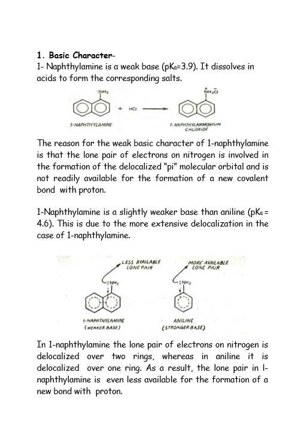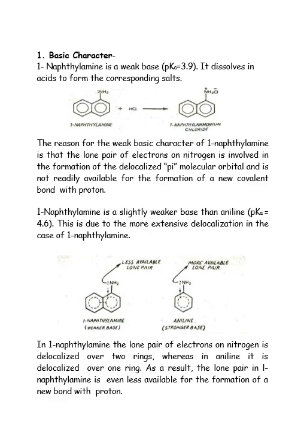Basic character. 1-naphthylamine is a weak base. The pKb of 1-naphthylamine is 3.9. It dissolves in acid to form the corresponding salt. The name of the compound is 1-naphthyl ammonium chloride. The reason for the weak basic character of 1-naphthylamine is that the lone pair of electrons on nitrogen is involved in formation of a delocalized molecular orbital and is not readily available for the formation of a new covalent bond with a proton.